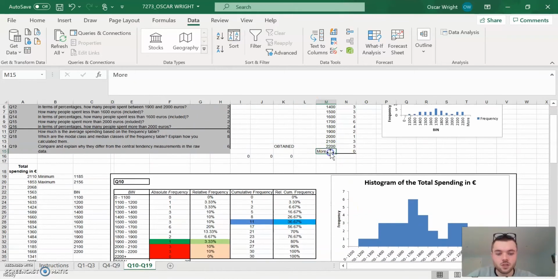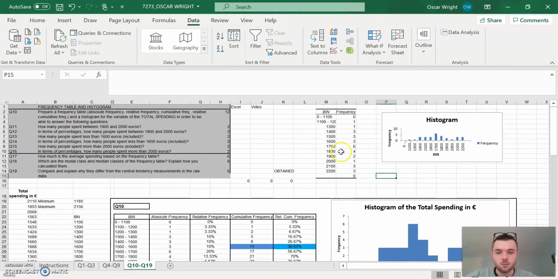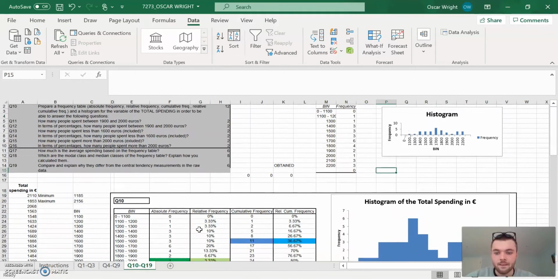And then instead of more, we're going to replace that with 2200 plus, or you can keep it as more, it doesn't really matter. Just so that it's clear for you. And then we of course get the frequency. Again, this is the same as absolute frequency, just because the question asks for absolute frequency, I changed it to absolute here. But again, if you keep it as frequency, that's also fine.